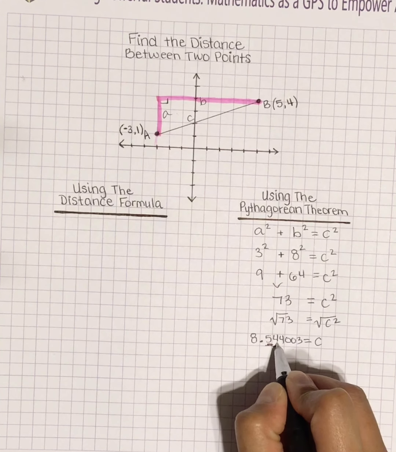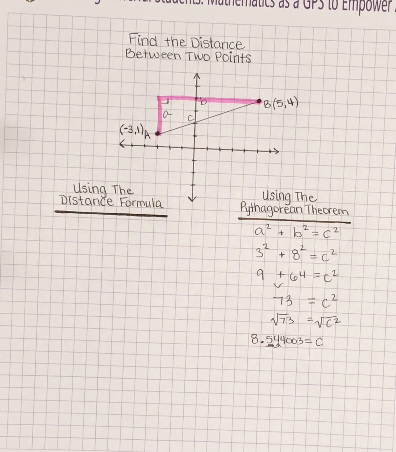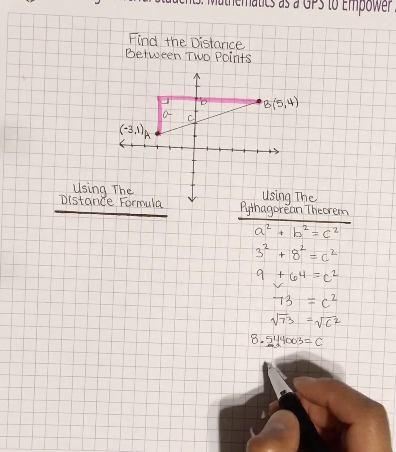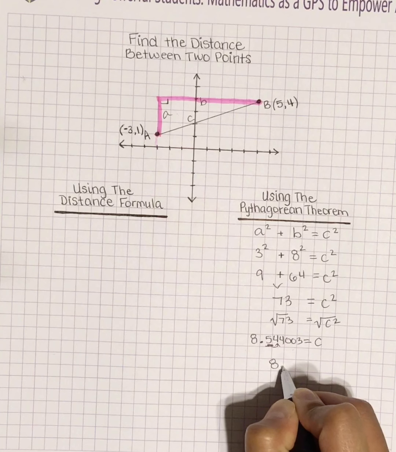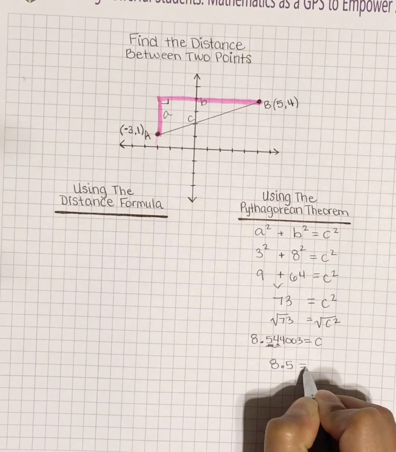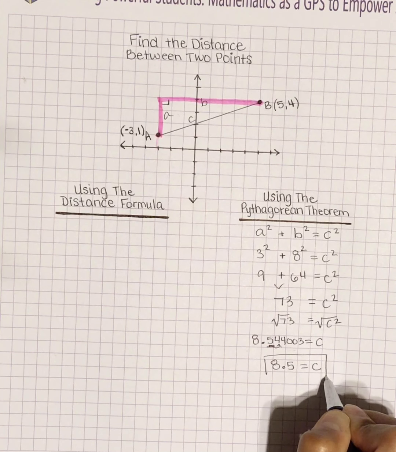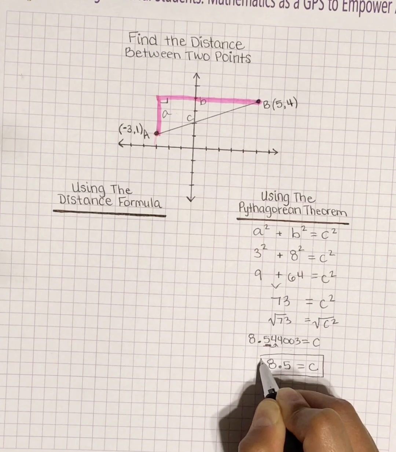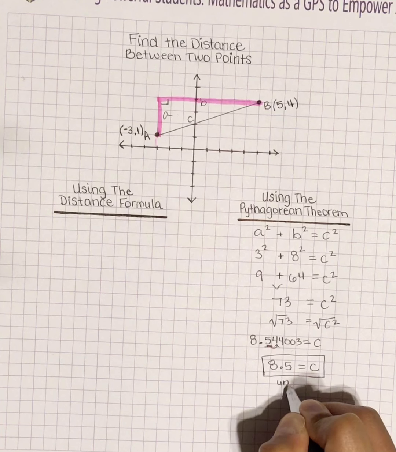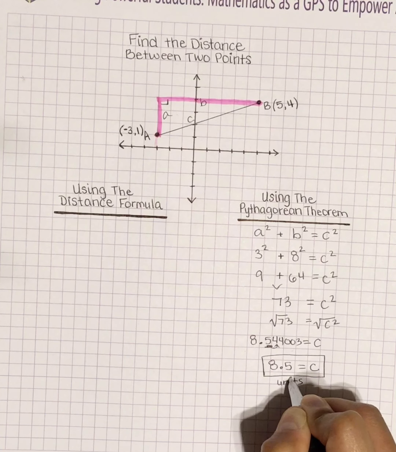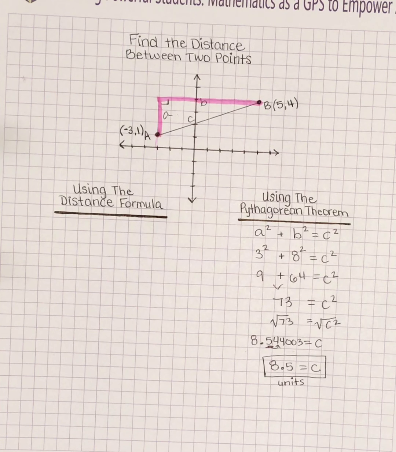I look next door. There's a 4 next to it. That's less than 5, so this is just going to stay the same. 8.5 equals C. So I just found out that the distance between the 2 points is 8.5. You can say units, 8.5 units. If it told you feet or inches, you use that, but on a graph it's just units. So that's using the Pythagorean Theorem, similar to what you learned last week.